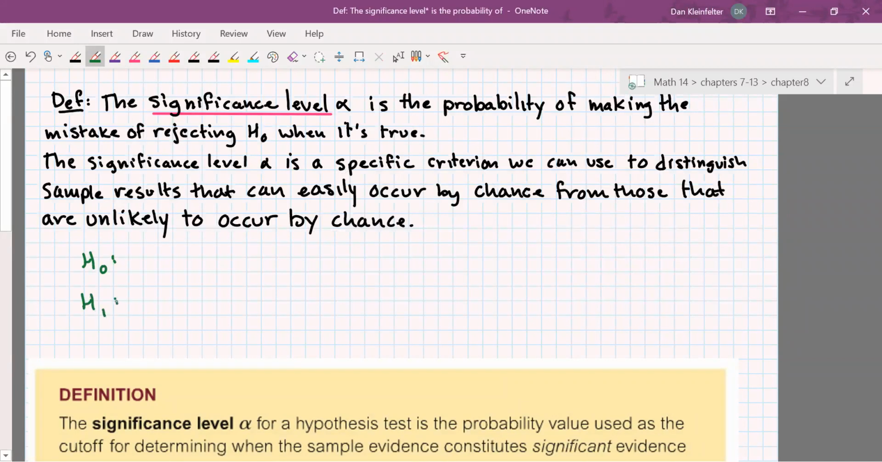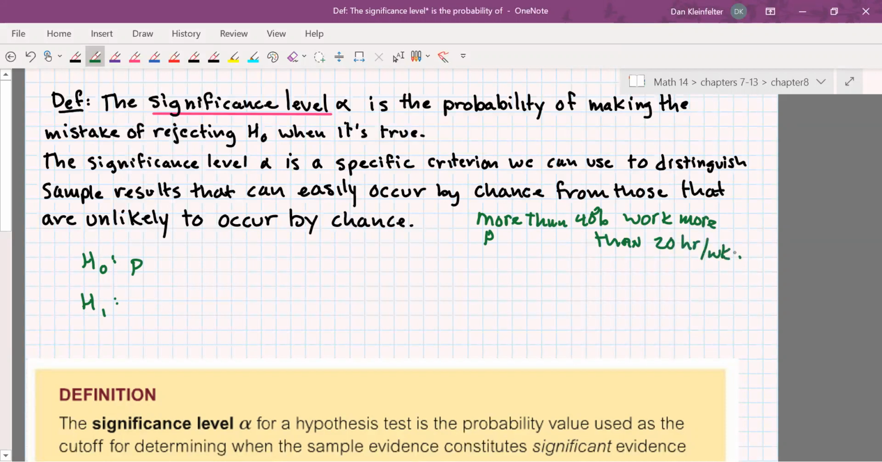want to know the proportion of students at COD that work more than 20 hours a week, okay? And so let's say that we think that it's more than 40%. So let's say that we think that more than 40% work more than 20 hours a week.